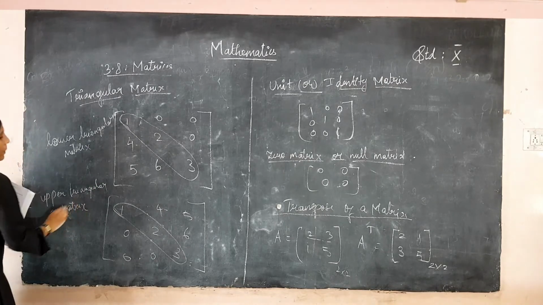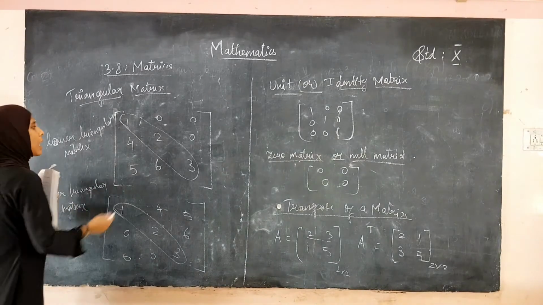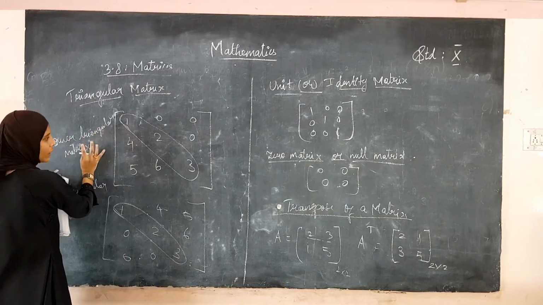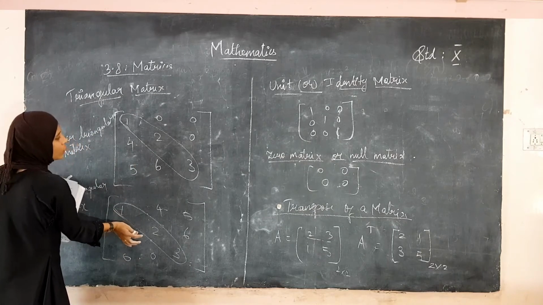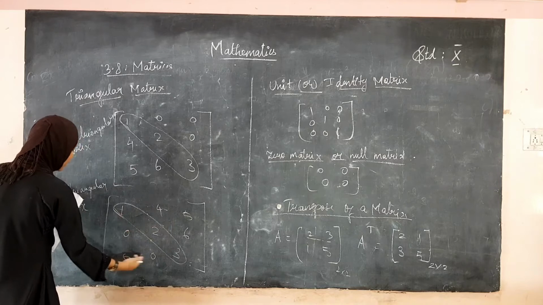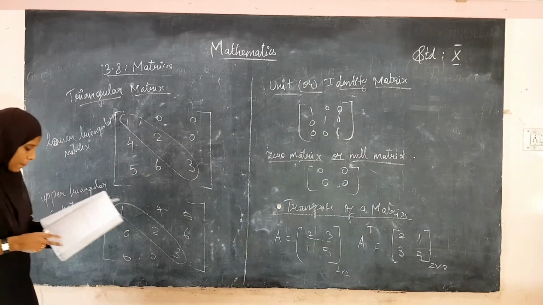In a square matrix where all the elements above the diagonal elements become 0, we can say that matrix is a lower triangular matrix. In a square matrix when all the elements below the diagonal elements become 0, then this matrix is said to be the upper triangular matrix.